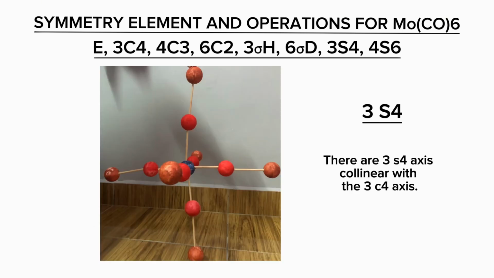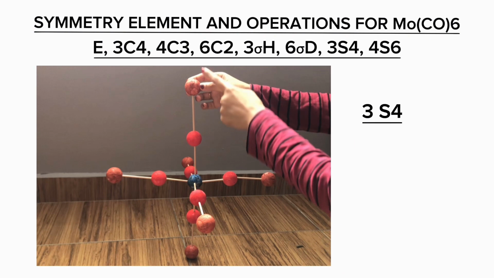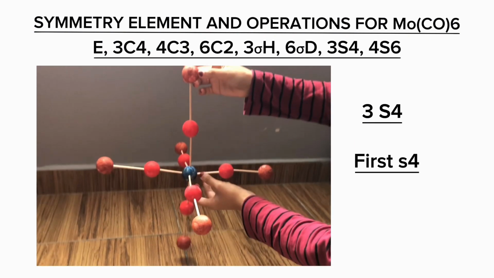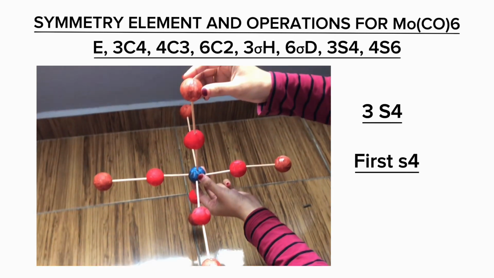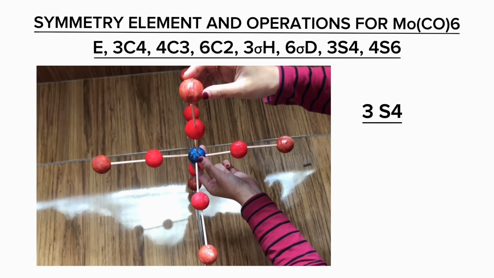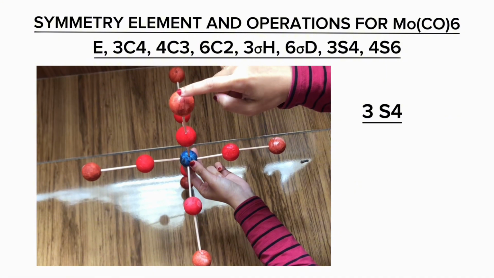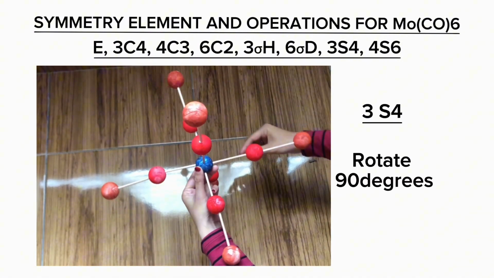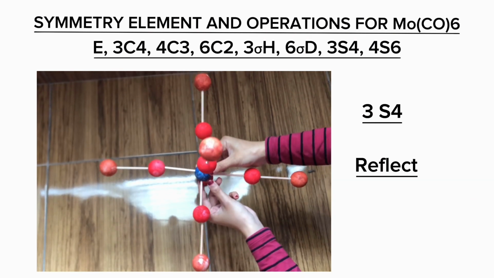The last part is improper rotation. There are 3 S4 axes collinear with the 3 C4 axes. For the first improper rotation, I'm gonna put the molecule like this, and this is the first C4 axis. Remember the S4 is collinear with the C4 axis. Look at the molecule from above. I will rotate it first by 90 degrees and reflect the molecule. The molecule shape remains unchanged.